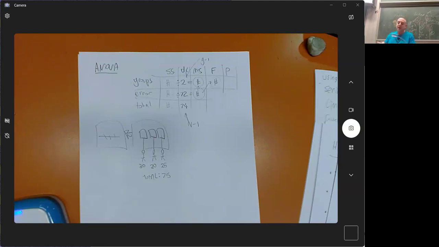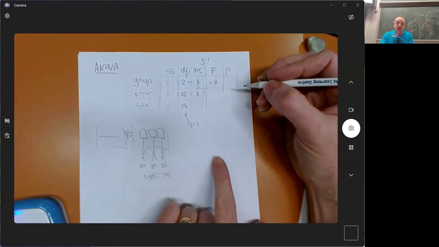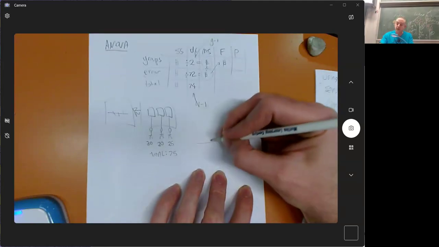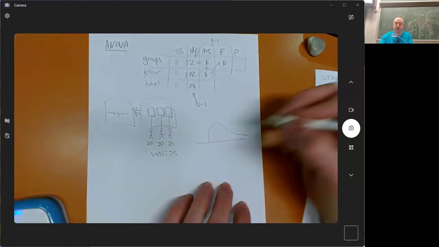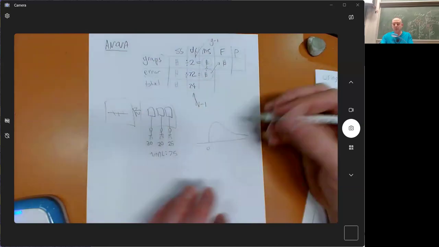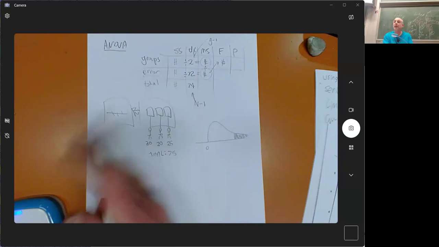It's amazing. And then the p-value is the same, except I will say that the F distribution isn't like this. It's like this. It starts at 0, and there's nothing over this side. And when you do the p-value, it's not both sides, it's only on one side, because it's impossible for it to be negative.